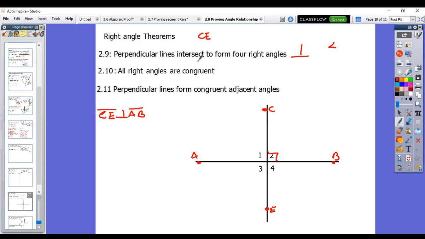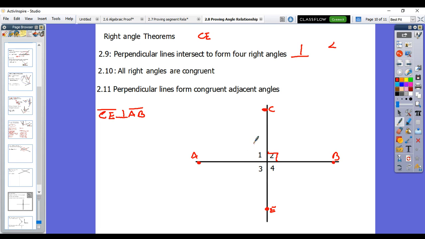So perpendicular lines intersect to form 4 right angles. So all 1, 2, 3, and 4 here, they're all right angles. And of course, all right angles are congruent, because to be a right angle is to equal 90 degrees, which means all 90 degrees equal each other. So all right angles equal each other.